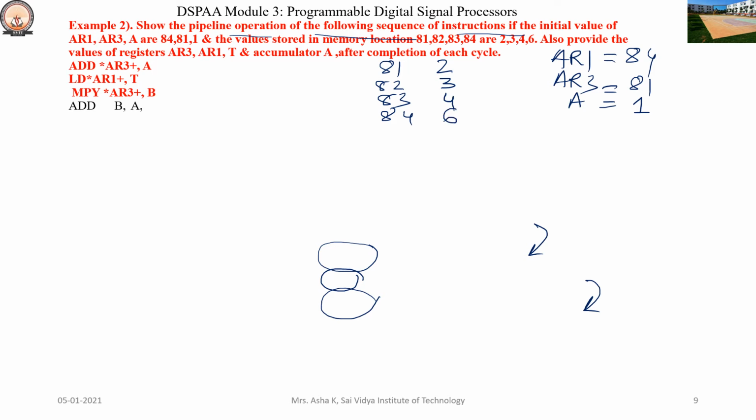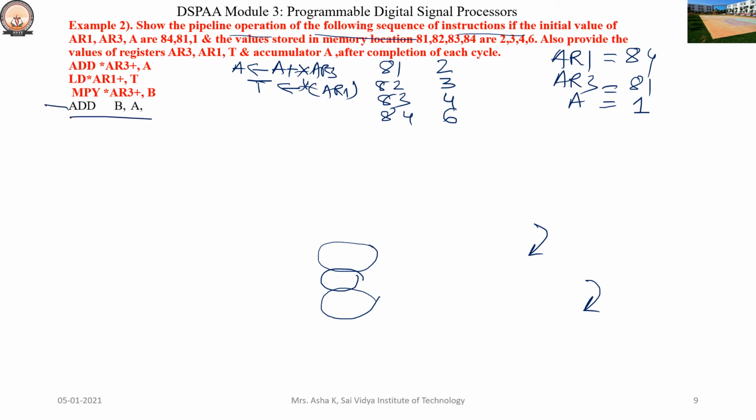So we have a set of instructions. The first is ADD star AR3 plus to the accumulator: the accumulator becomes accumulator plus star AR3. Later AR3 is incremented. Then load star AR1 plus to the temporary register: the temporary register is loaded with the content of star AR1, and AR1 is incremented later.